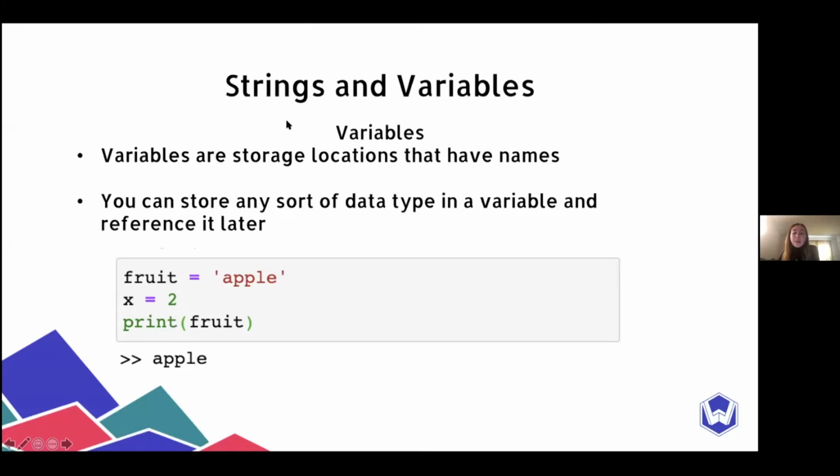All right, moving on to strings and variables. Let's start with variables. Variables are storage locations that have names. So anything that I want to store, reference, and potentially change, I will store in a variable. Here, I'm storing the word apple in this variable named fruit, and the number 2 in this variable named x. And when I print out, we will get to the print statement later, I promise, but when I print out that variable fruit, it actually prints the word apple that I stored in that variable.